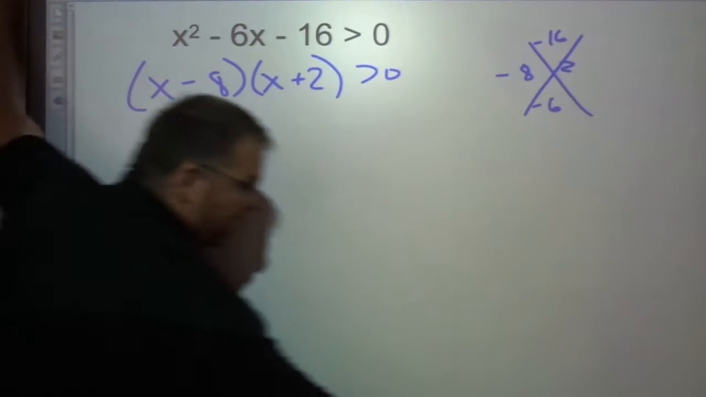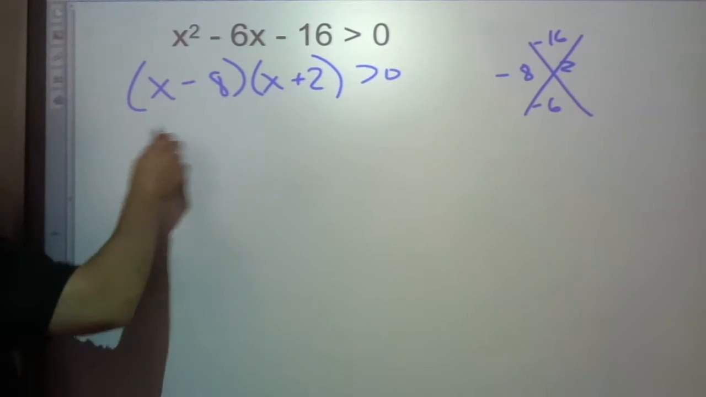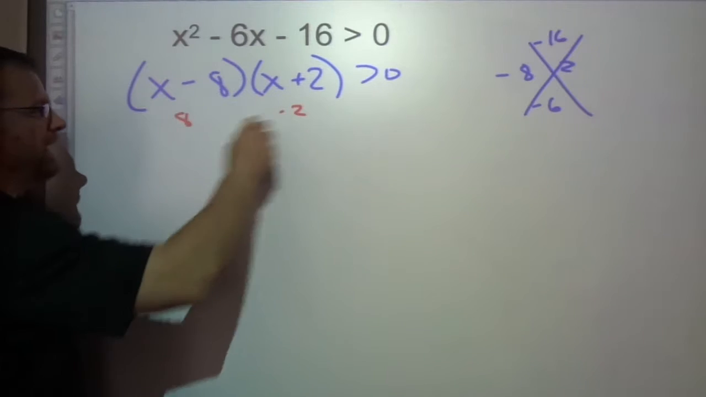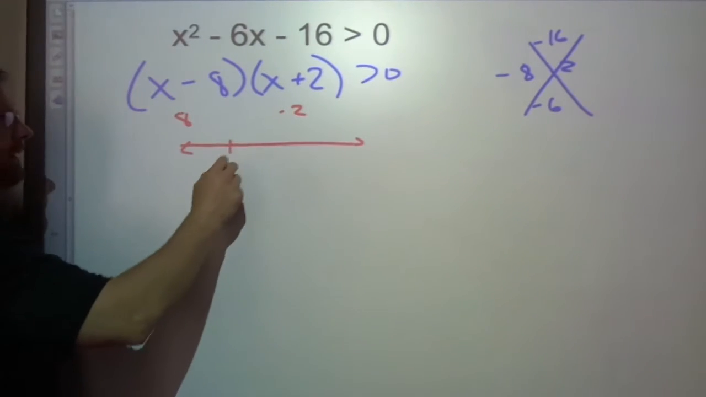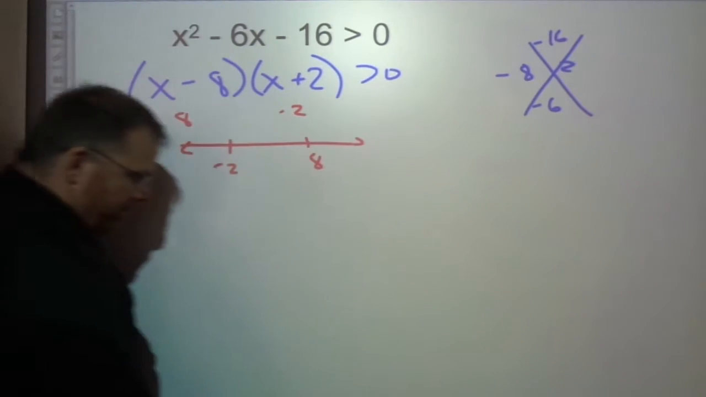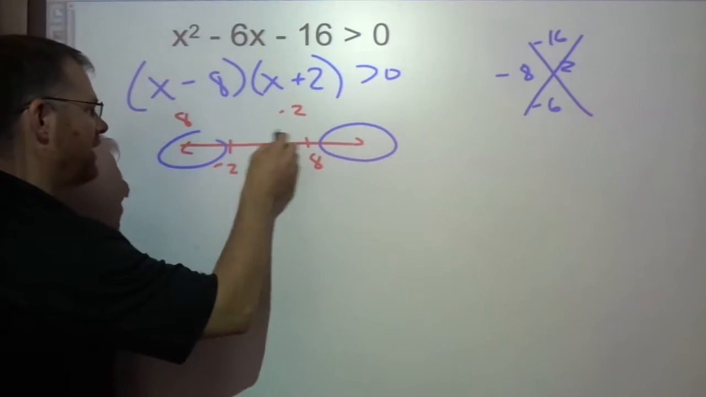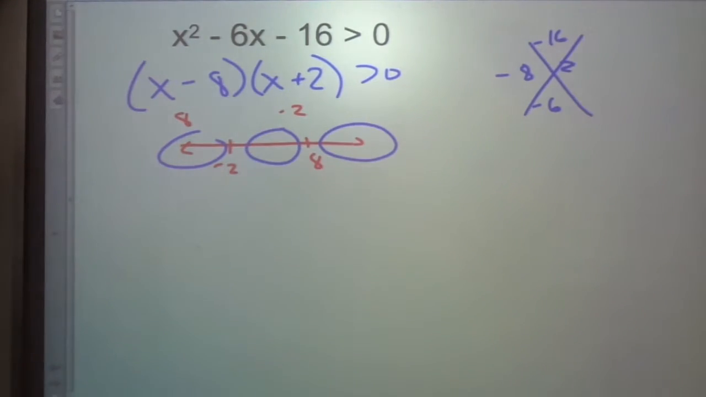So, again, I pretend like it's equal to 0. I find my boundary points. This one is 8. This one is negative 2. So let's think about my number line. I'm going to pick something down here. I'm going to pick something up here. I'm going to test something that's in the middle.